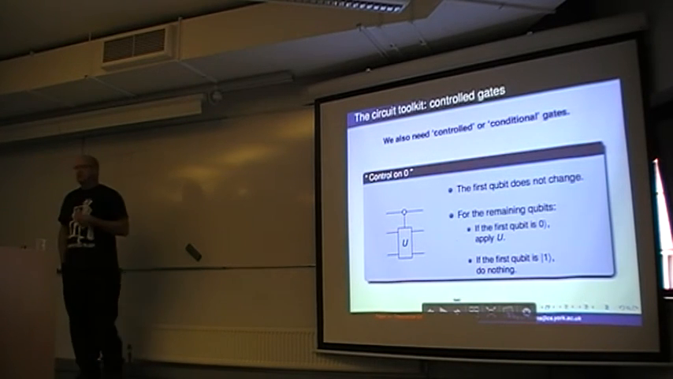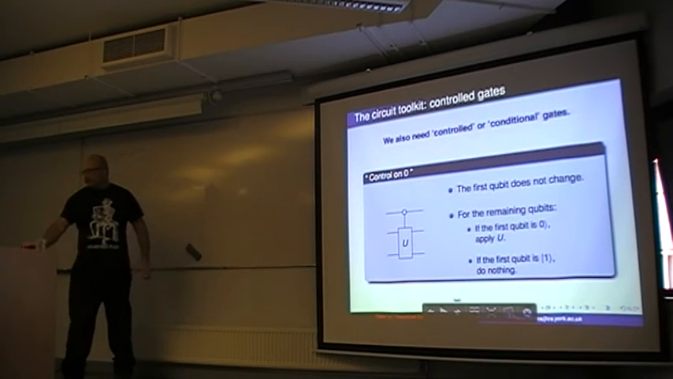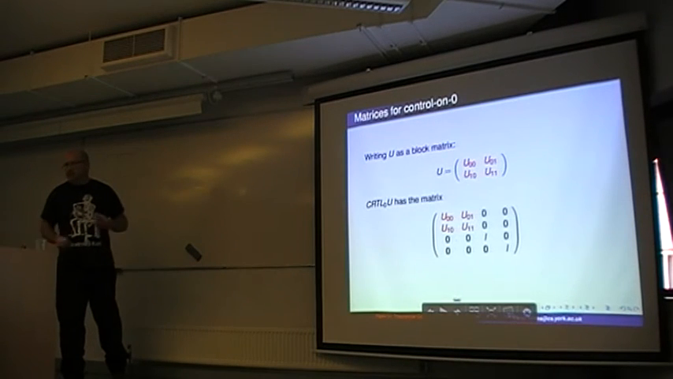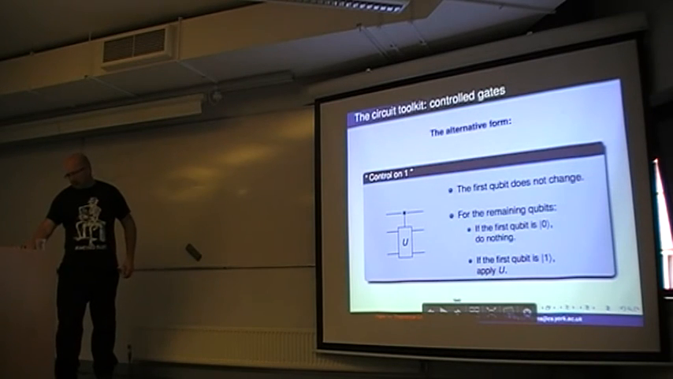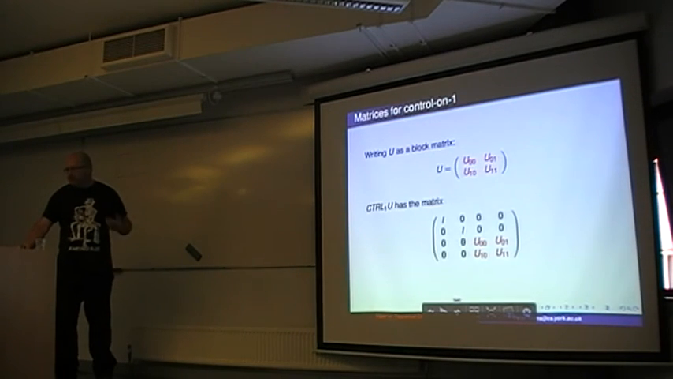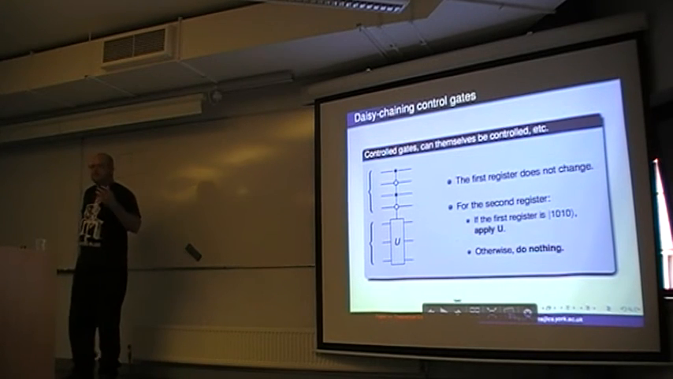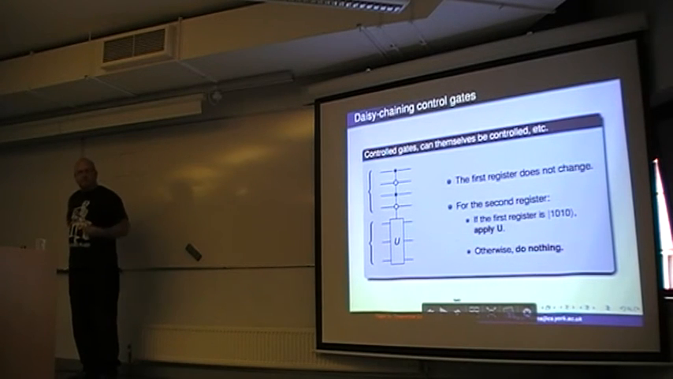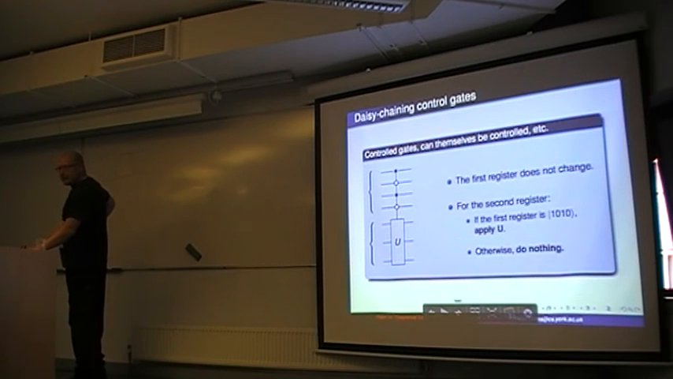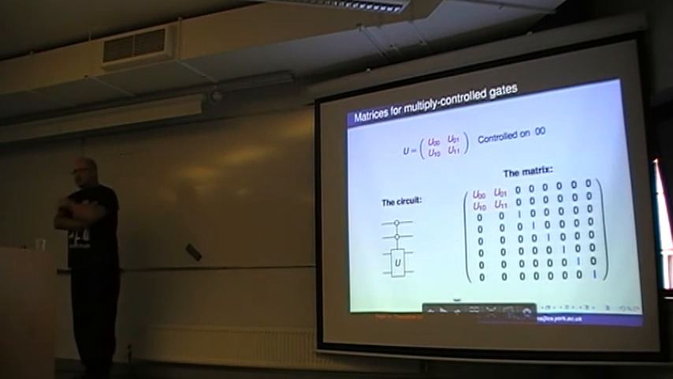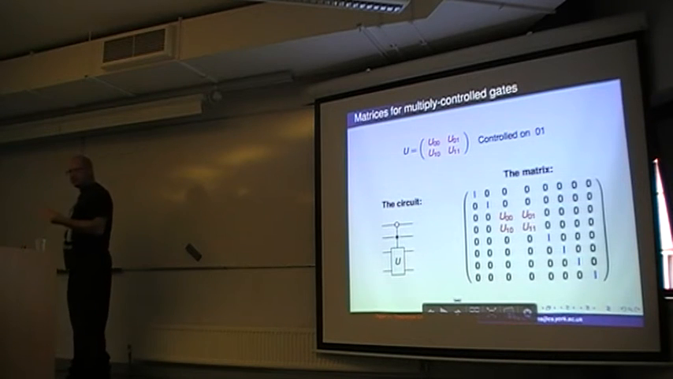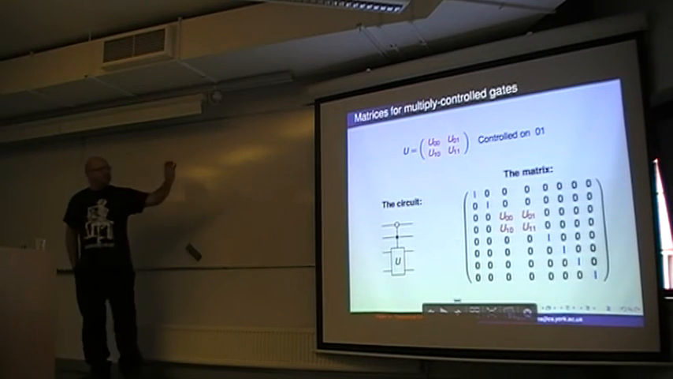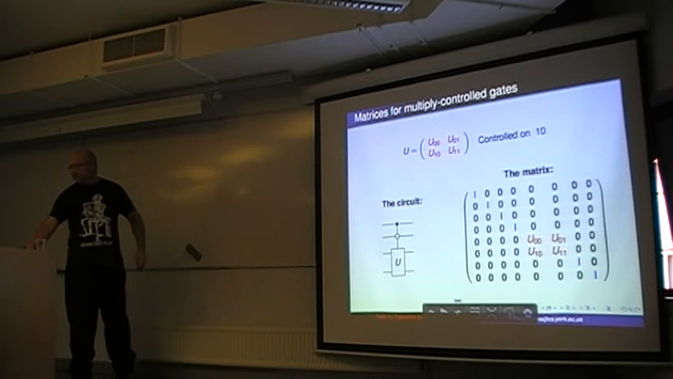We're going to need controlled gates as well, of course. Everyone knows about controlled gates, so I'm just going to skip over this, including how to write them in terms of block matrices. Control 1, 0, control 1, 1, okay, everyone knows this stuff. Now, of course, controlled gates can be controlled. We can have multiple controls or multiple qubits. So if we're controlling on 0, 0, this is our block matrix. We're controlling on 0, 1, it's this. And you can see the pattern of our block matrix simply moving down the diagonal two steps at a time, like this.